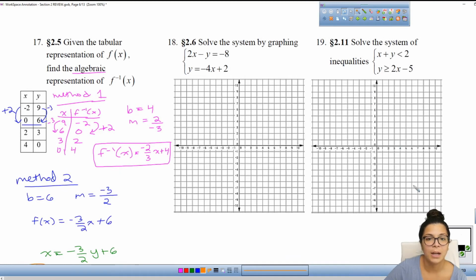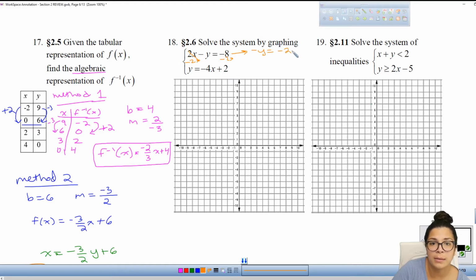Number 18. All right, on number 18, we're solving by graphing. So let's go ahead and isolate y on the top equation just to get that in slope-intercept form. It becomes easier to graph that way. So I end up subtracting 2x on both sides. So I end up with -y equals -2x minus 8. And then multiply everything by a -1. We get y equals +2x plus 8.